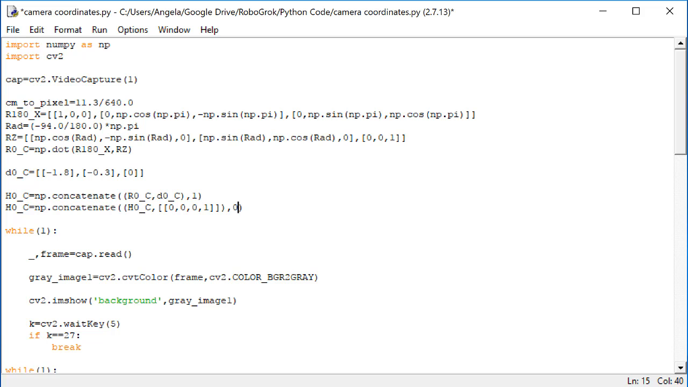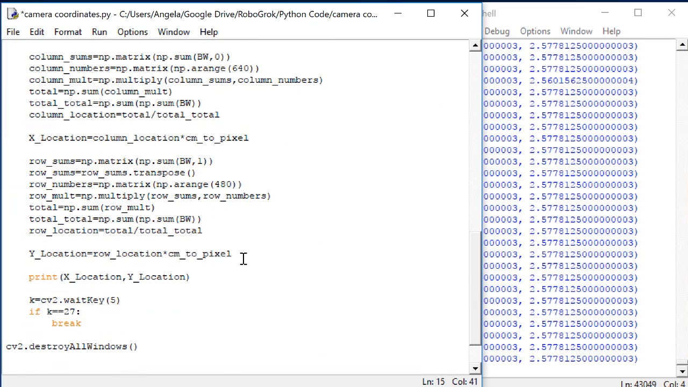If you want to review why we did this or how this works, go back to the section on homogeneous transformation matrices. Okay, now that we have the homogeneous transformation matrix, we can use it to find the location of an object, not in the camera frame, but in the base frame. Let's go down here.